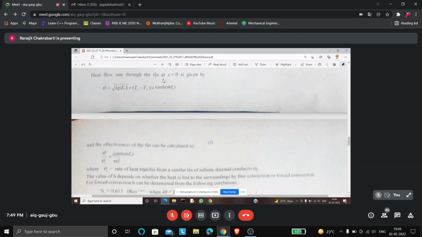The effectiveness of the fin can be calculated as this. Now this is basically wrong. This is not the effectiveness, you correct it, this is efficiency. This expression is efficiency. This is q, not theta, right? This is q actual by q maximum.